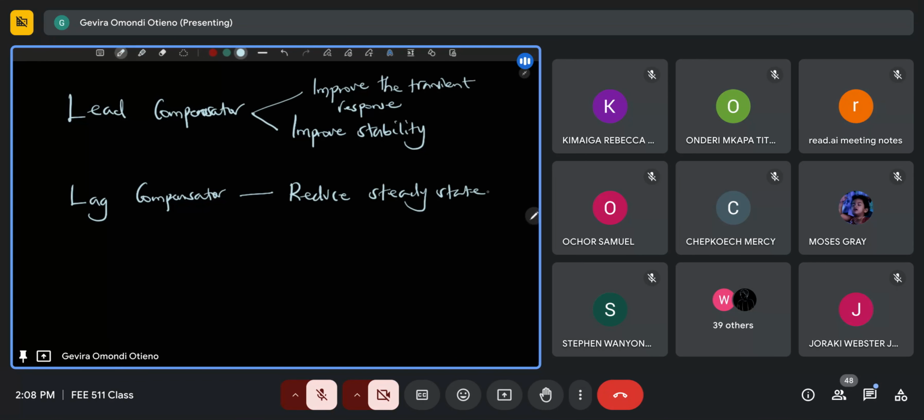Reduce the steady state error. This is the main purpose of using a lag compensator. In fact, you will always see that in any question involving a lag compensator, you will be told the expected steady state error so that you reduce it. It is all about reducing the steady state error.